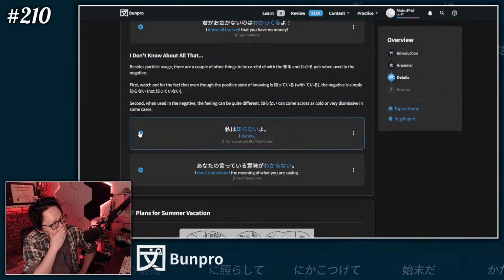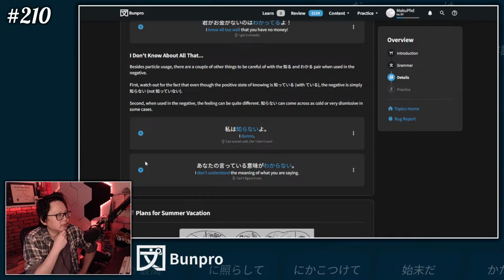私は知らないよ。 Right. あなたの言っている意味がわからない。 Perhaps it's softer because it takes more effort. Perhaps. So we'll go with the idea that since it is harder to understand, trying to figure something out comes off as less dismissive because they're making the attempt to figure it out as opposed to simply not knowing.